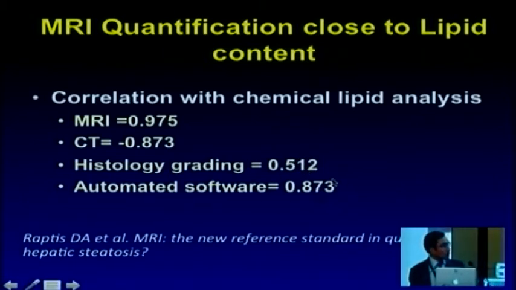And then automated software actually estimates the amount of fatty vacuoles within the liver biopsy sample, and that comes very close to it. So this is not surprising, because we are doing it in different ways and trying to correlate two different techniques, so the correlation may not be as good. But the good news for MRI is that it is the most accurate one, which correlates with the chemical lipid analysis.